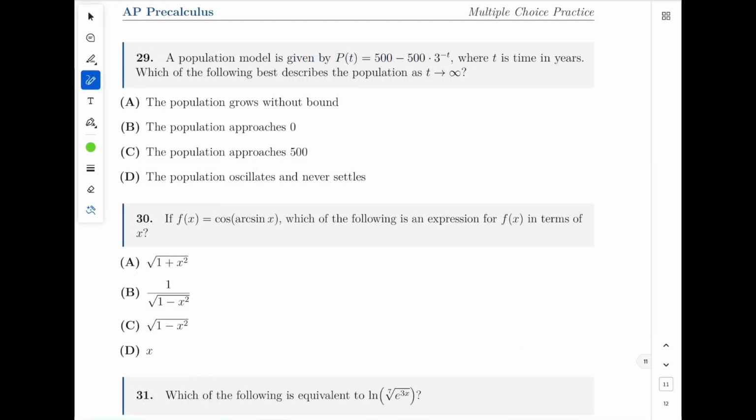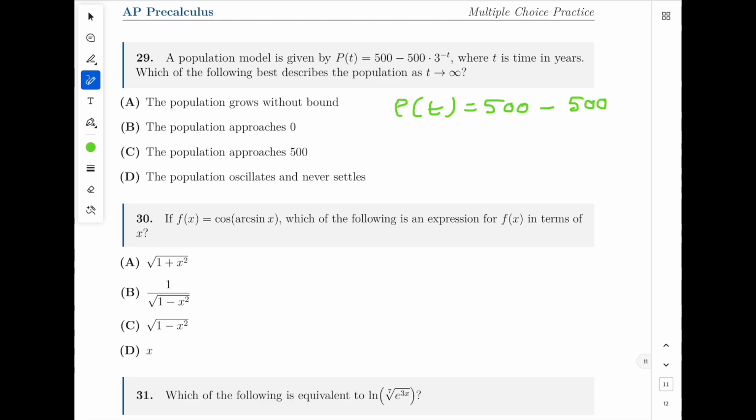Question 29. A population model is given by something where t is the time in years. Which of the following best describes the population as t approaches infinity? Pause the video, try this question. I like this one. So I'll begin by rewriting p of t. So p of t is essentially 500 minus 500.